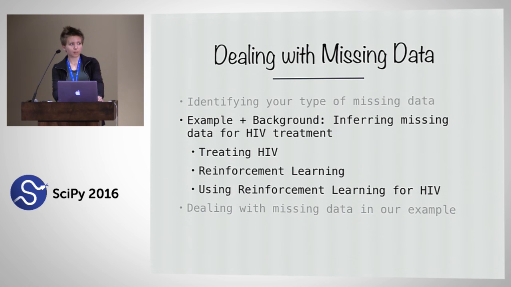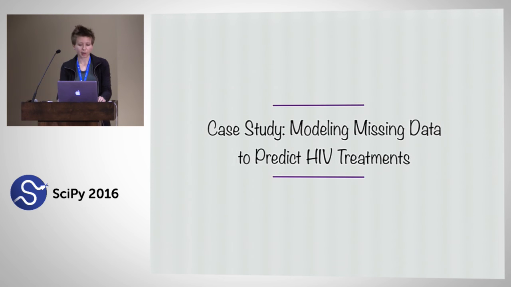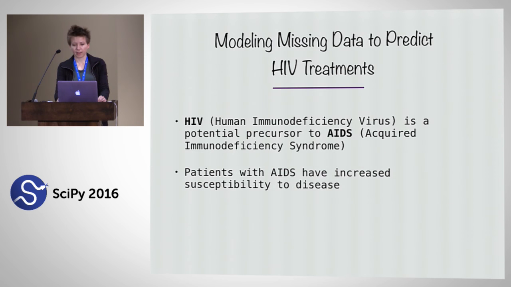Okay, so now we're going to start moving into the example. We have this case study where we're modeling missing data to predict HIV treatments. To start off with, I'm going to just go over some vocabulary to make sure we're on the same page. HIV is a potential precursor to AIDS.